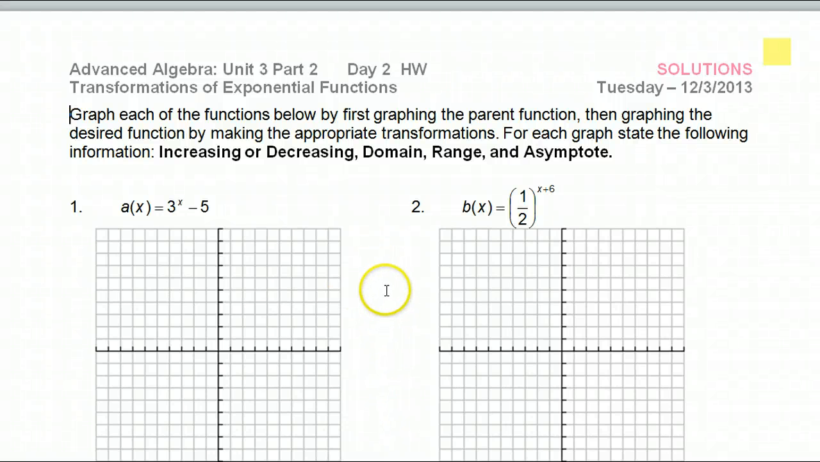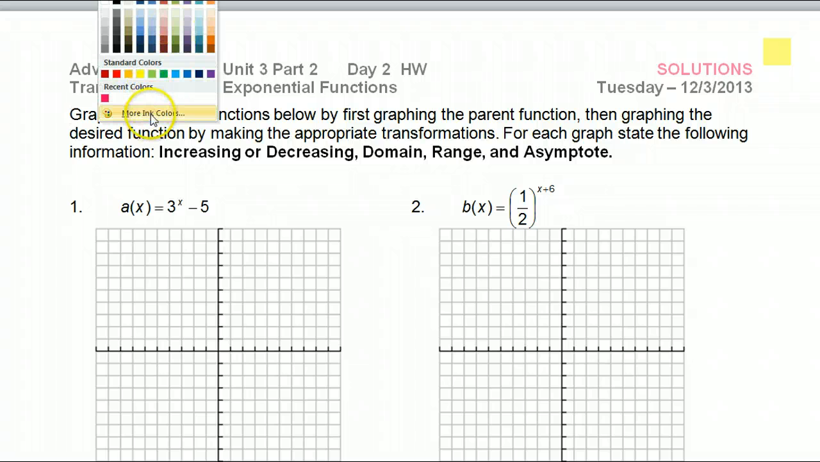All right, in this lesson we will continue our exploration of transformations of exponential functions. In other words, if we look at a parent function like 3 to the x power, what happens when we subtract something from the end? What happens when we add something in the exponent? We're going to find out in this lesson. You really should be doing this lesson without a calculator. So, no calculators, please. Problem number 1.